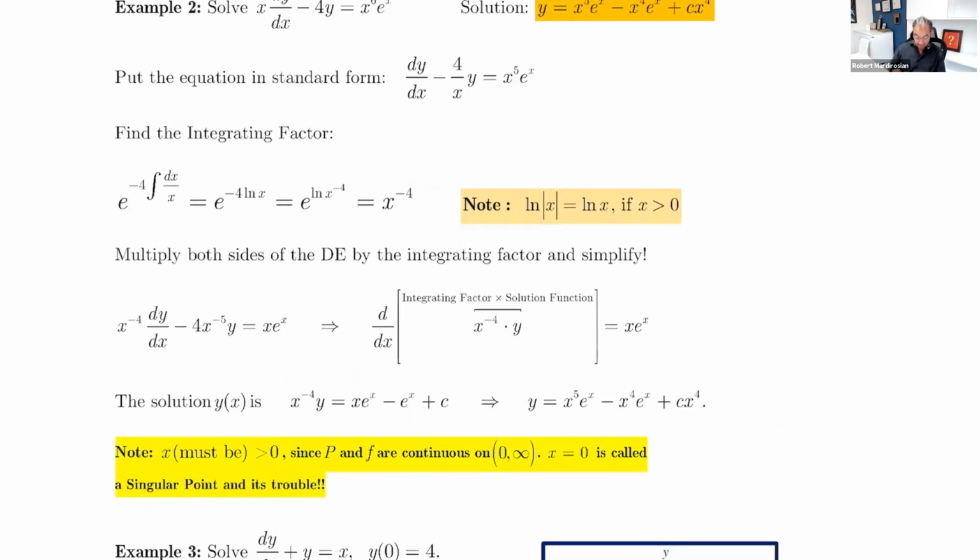So we multiply both sides of the equation, the standard form, by x to the power of -4. So you get x to the power of -4 dy/dx minus 4x to the power of -5 y equals x to the power of -4 times x to the 5th, which is just x e to the x.